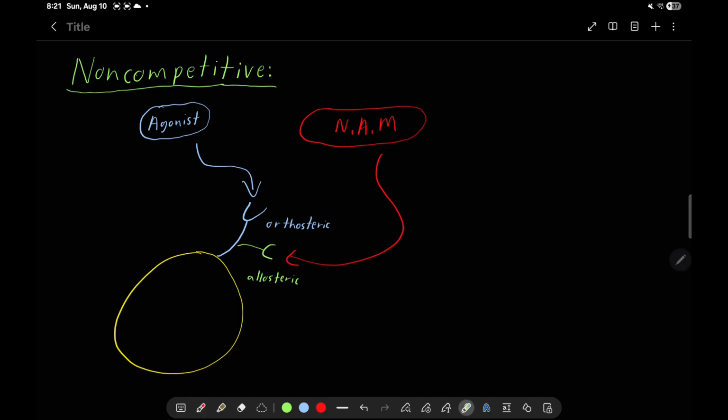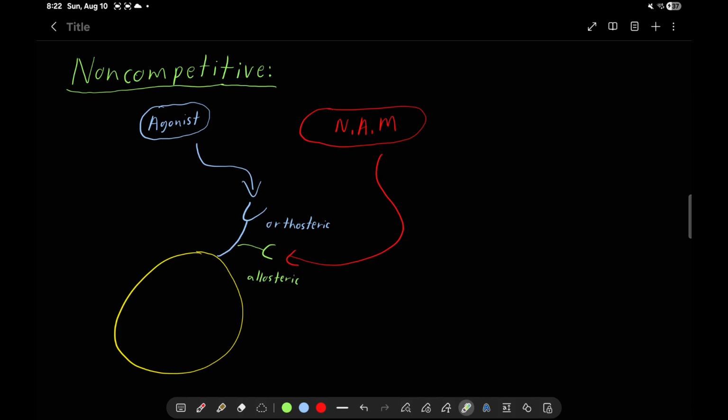And it usually does this by, when it binds to your allosteric site, causing a conformational change in your receptor that maybe lowers the receptiveness, or maybe makes it less effective at producing responses inside the cell, but in some way it's able to suppress or antagonize the response that your agonist is normally able to produce.